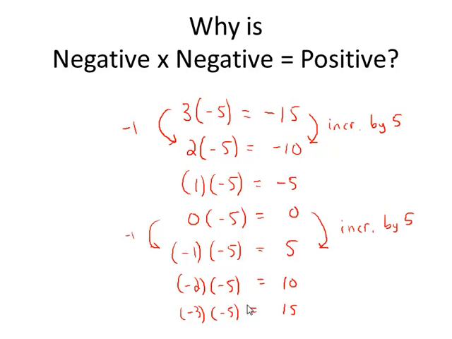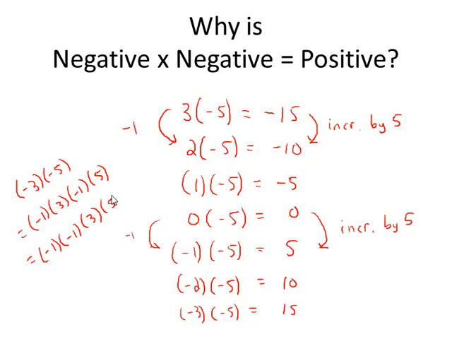So here we've come up with why a negative times a negative is a positive. Let's look at this negative 3 times negative 5 in a slightly different light. Negative 3 times negative 5 can be rewritten as negative 1 times 3 times negative 1 times 5. We can rewrite the order here as negative 1 times negative 1 times 3 times 5. That's the commutative property.